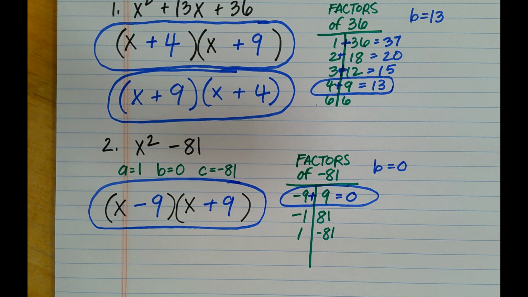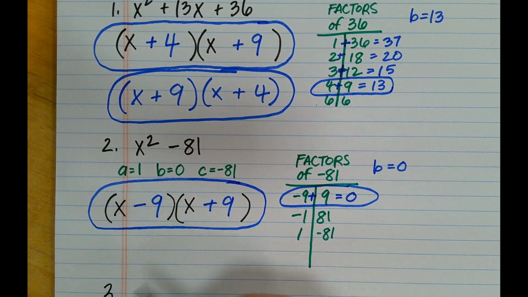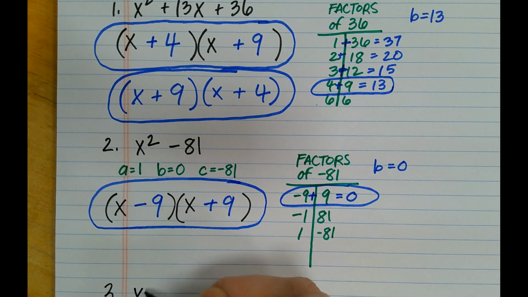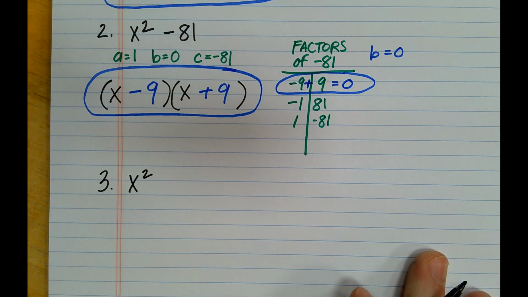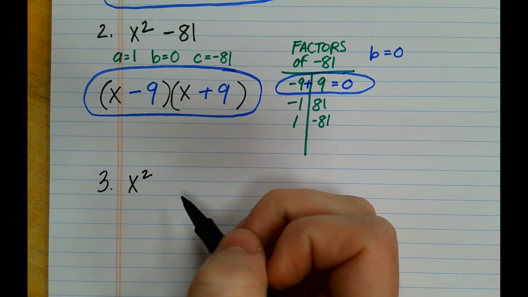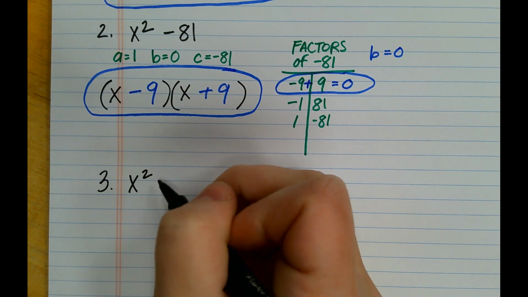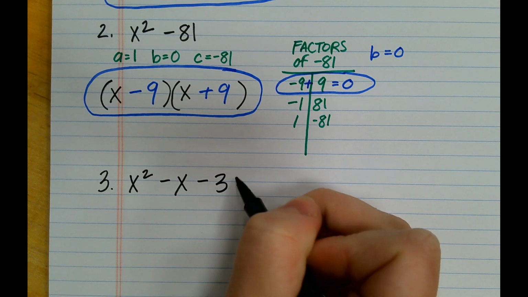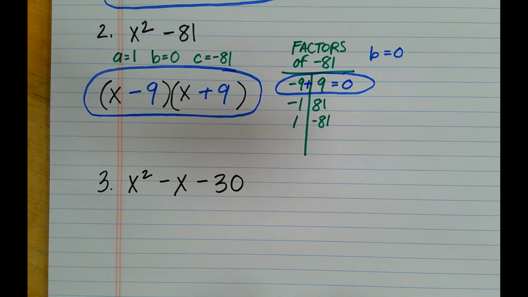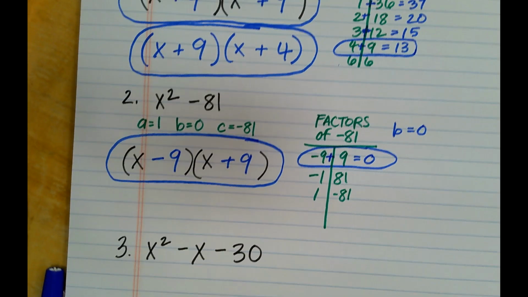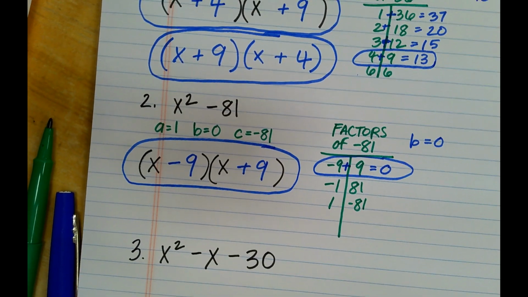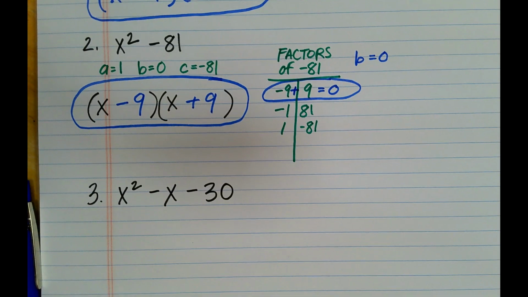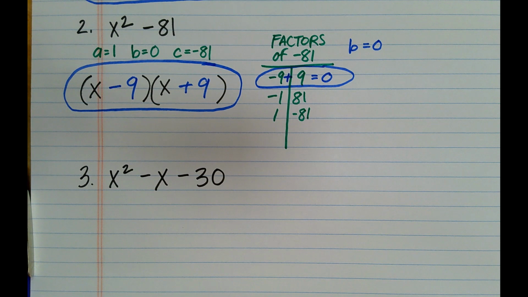Okay, let's try number 3. Number 3, we have x squared minus x minus 30. And I'm going to shift this down so my paper's not flying off the table. Okay, x squared minus x minus 30.